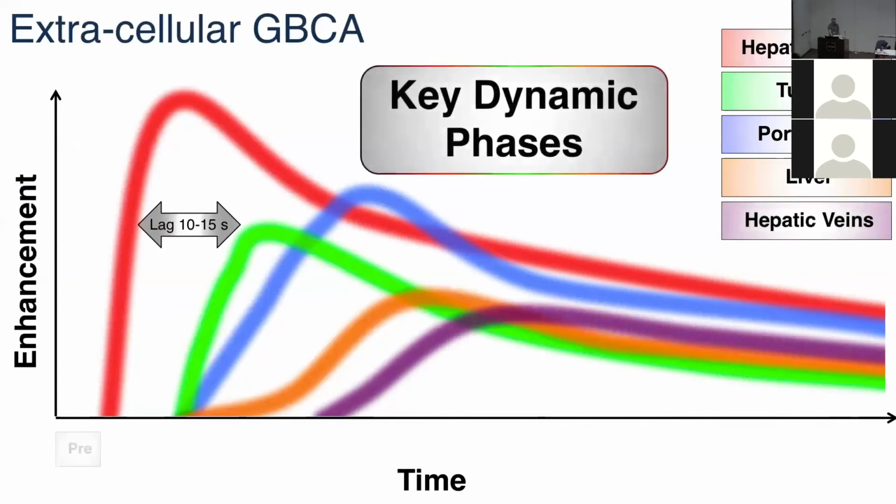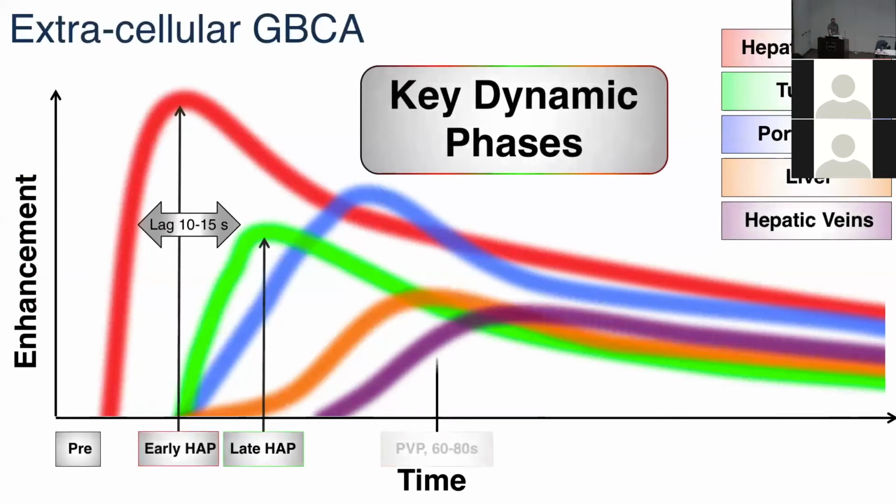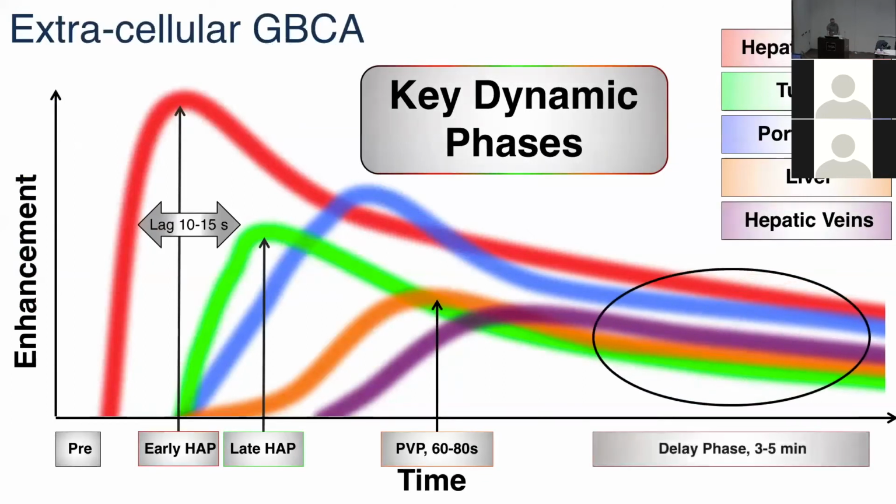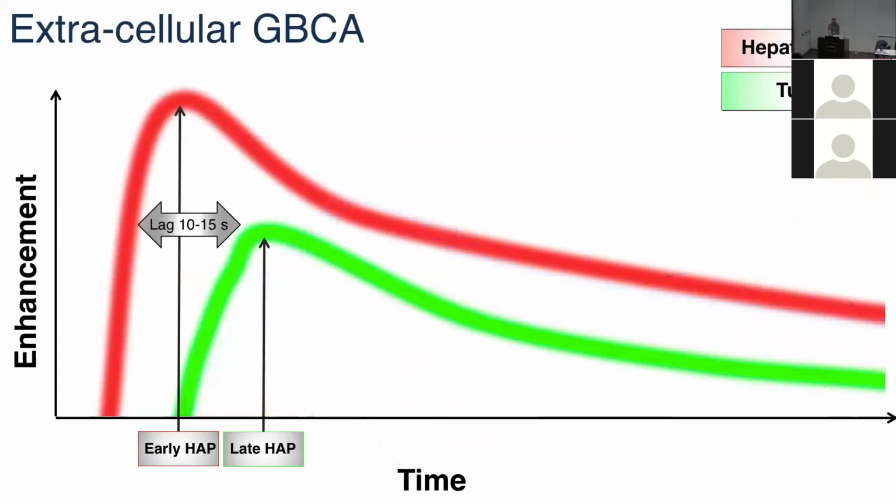And the key dynamic phases are then pre-contrast, the early arterial phase, the late arterial phase, the portal venous phase, which is when the liver reaches its peak enhancement, and then the so-called delayed phase, 3 to 5 minutes, when all of these things are de-enhancing at a similar rate. Let's focus now on early arterial and late arterial. The early arterial phase is when the hepatic artery is peak, and the late arterial phase is when the tumor is peak. Let's focus now on those.